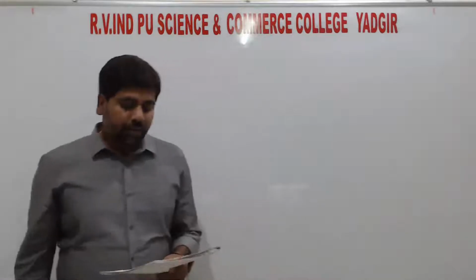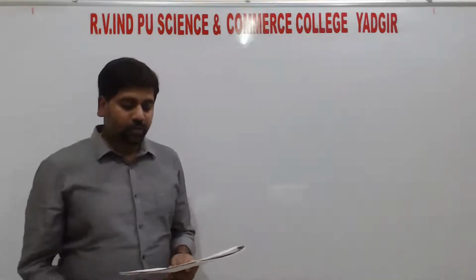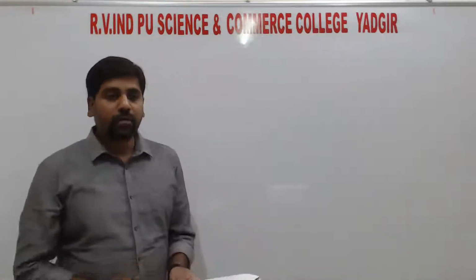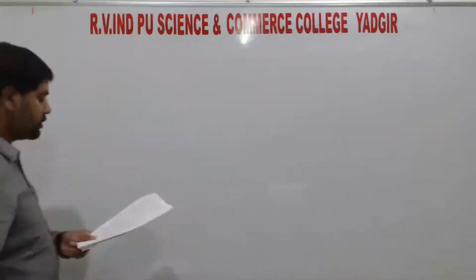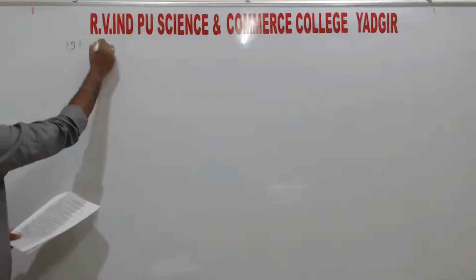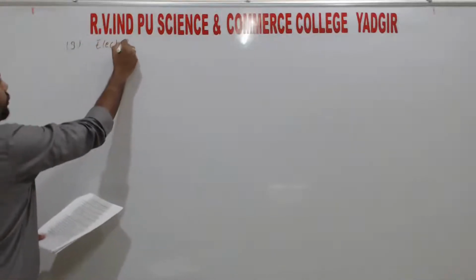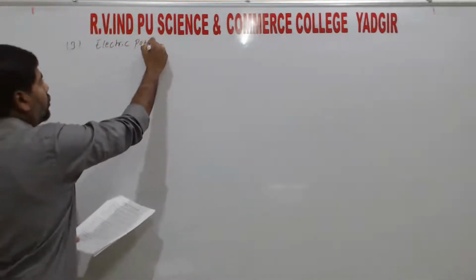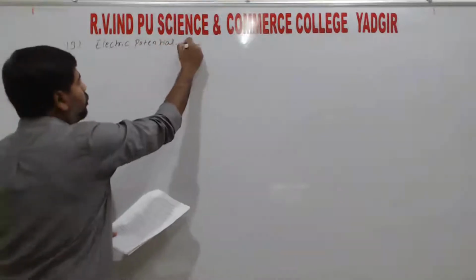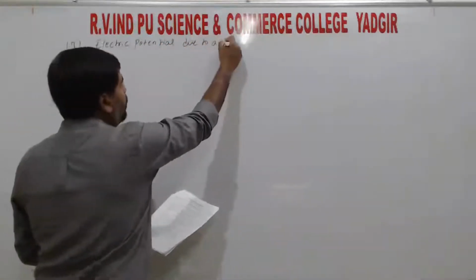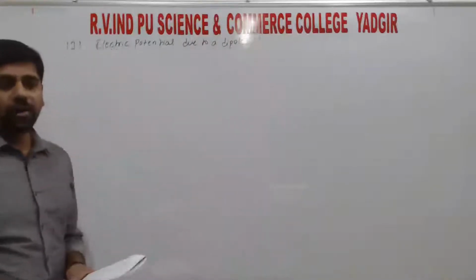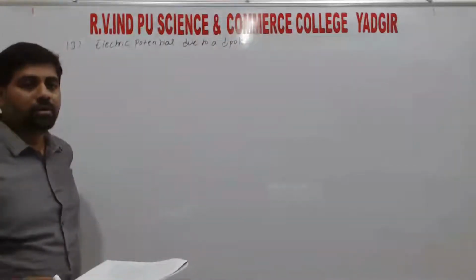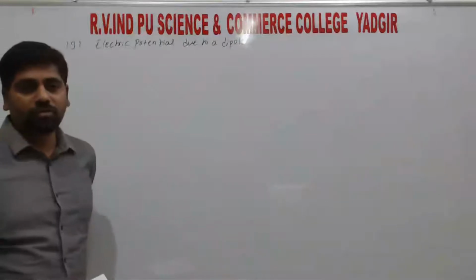Right. So in the last class we discussed the electric potential, the expression for the electric potential at a point due to a point charge. In the same way, take one more, that is the electric potential due to a dipole. So here we are going to find the relation for the electric potential due to the dipole.